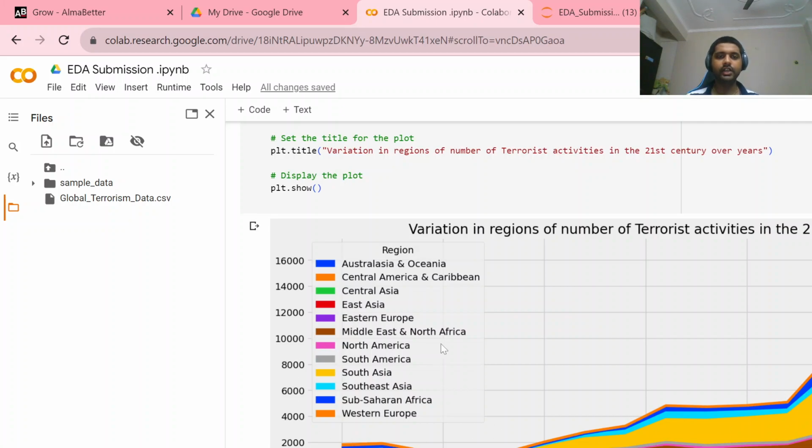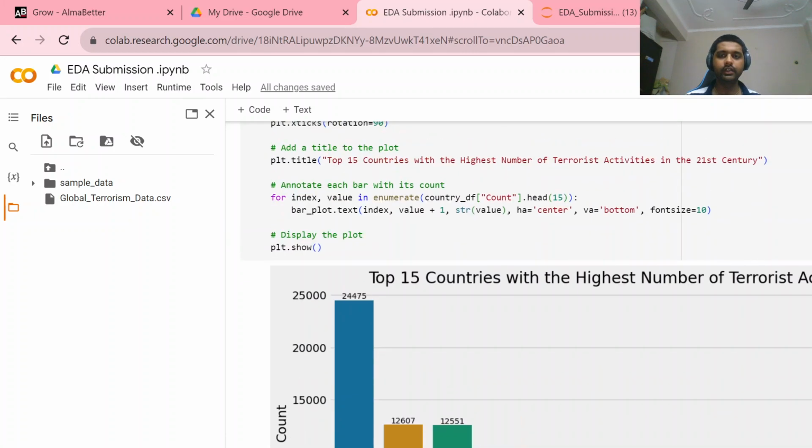We can see the maximum area is the brown color, which is the Middle East and North Africa, followed by the yellow color, which is South Asia, and the least is Western Europe and Australia and Oceania, which we can see here and confirm.